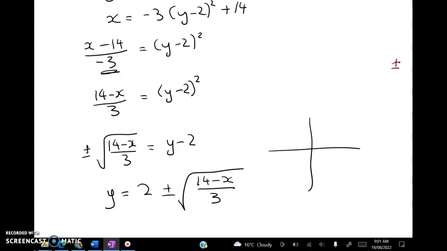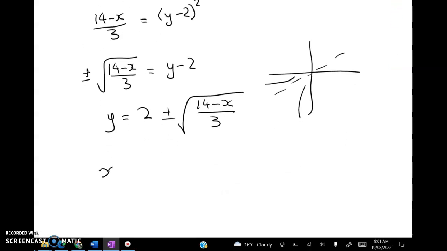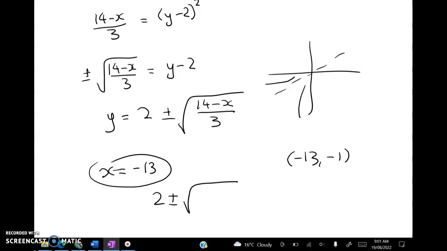Graphically, we had this bit, right, and we reflected it here, and we want it to be here. So we know that we're going to want to have all negative numbers in here. Let's put in x equals -13, because we know that we should get this point. We know we should get -13, -1 coming out. So if we put in x equals -13, we get 2 plus or minus the square root of (14 minus -13, which is 27) over 3, which is 2 plus or minus the square root of 9.